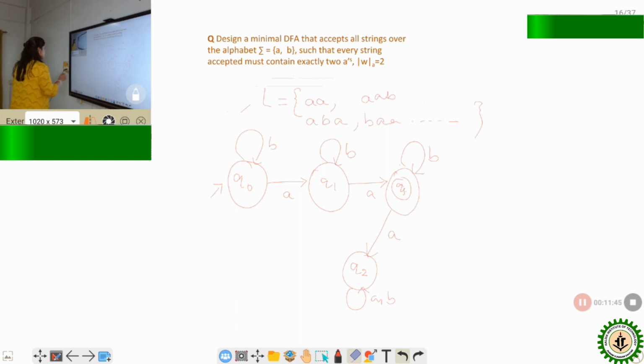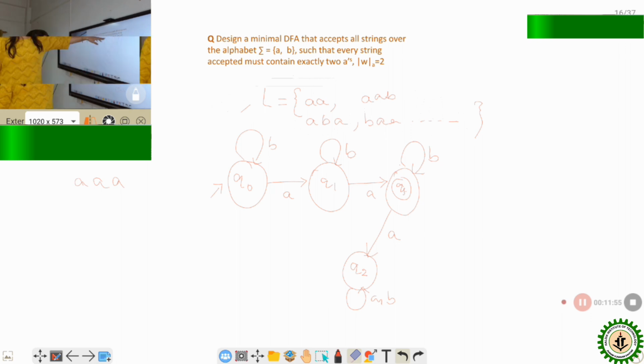And you can check with AAA. AAA is not containing BBBBB, A, BBBBB, A. If we apply A, it will go to the dead state. So that is our solution for the minimal DFA, which is going to accept every string; an accepted string must contain exactly 2 As.